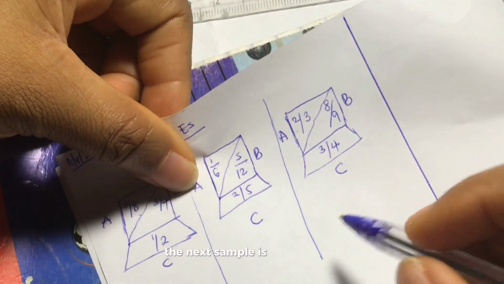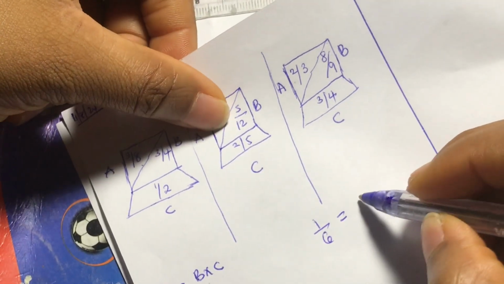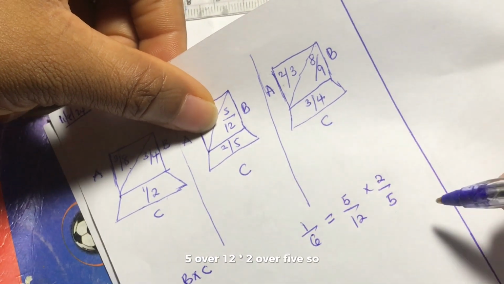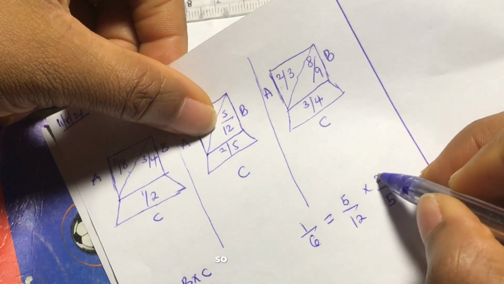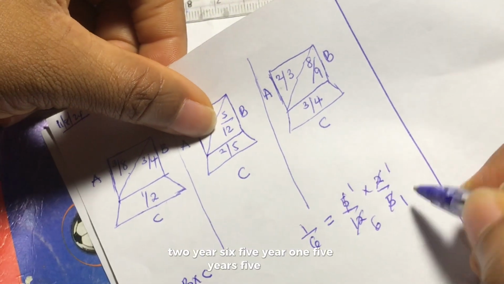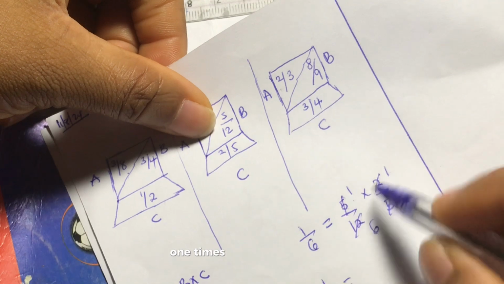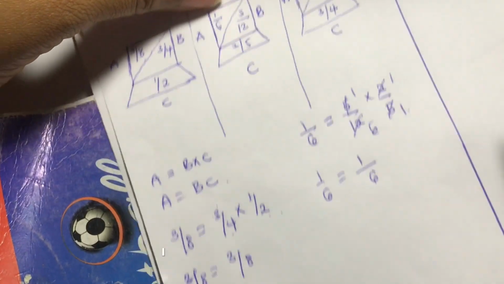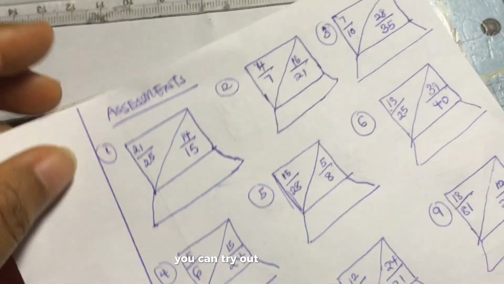The next sample is 1 over 6 equals 5 over 12 times 2 over 5. So we have to reduce the right hand side of the equation to its lowest term. So 2 in 2 goes 1 time, 2 in 6 is 3, 5 in 5 is 1, 5 in 5 is 1. So what is left? We have 1 over 6 equals 1 times 1 is 1 over 6 times 1 is 6. So that's how to go about it. Very simple and straightforward.